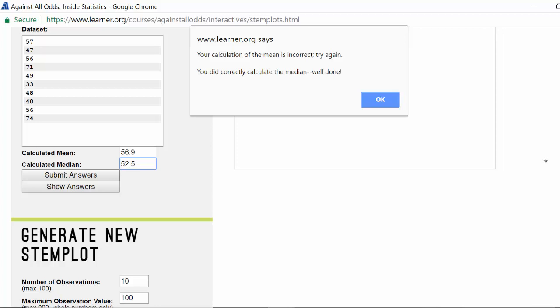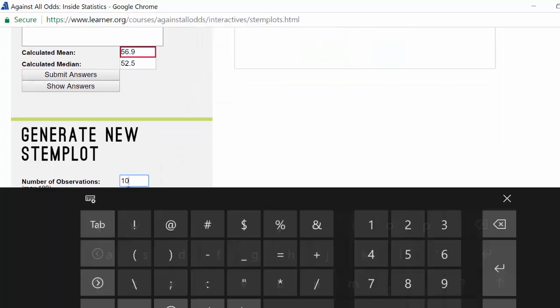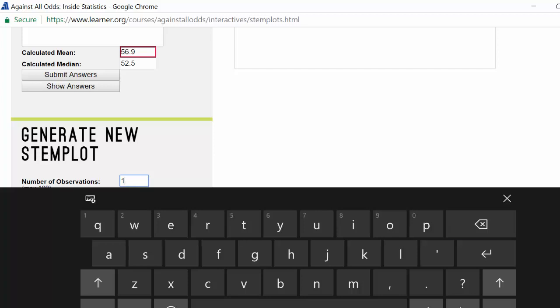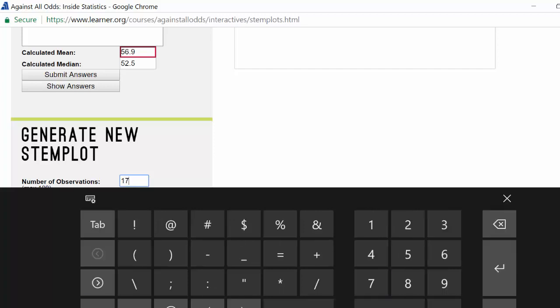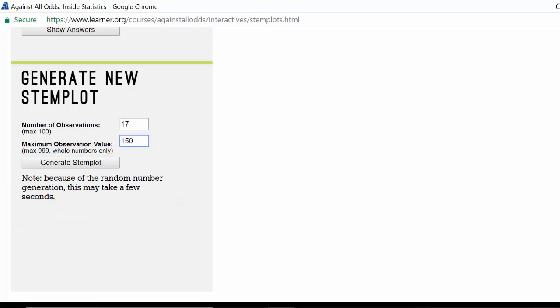Okay, generate new stem plot. Here we go. So we want to have 17 observations, and the maximum value is going to be 150. Okay, generate stem plot.